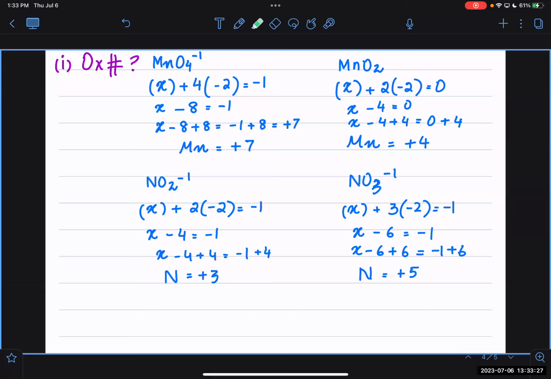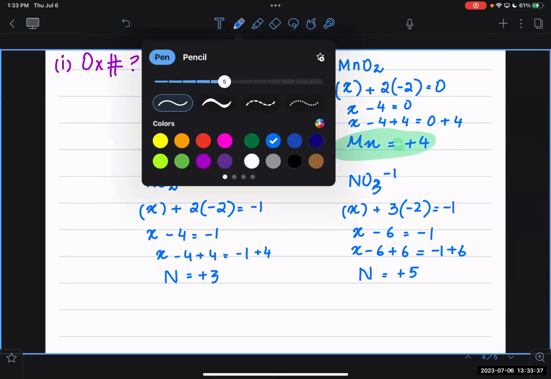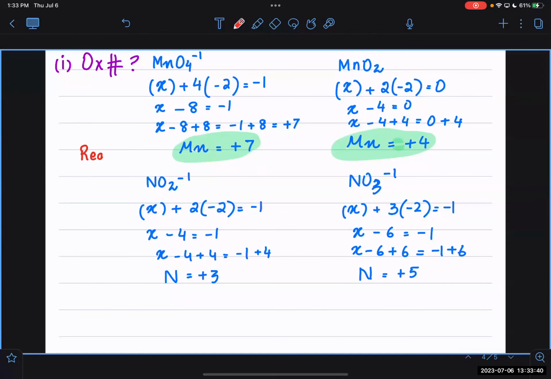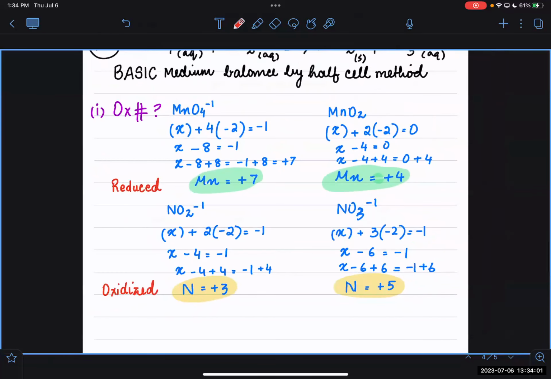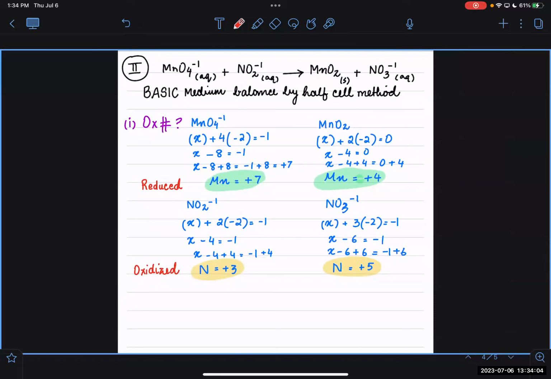So what is happening? Manganese going from +7 to +4. So what happened to manganese? Manganese got reduced, right? And what happened to nitrogen? Nitrogen went from +3 to +5. So what happened to my nitrogen? It got oxidized, right? This much is clear, everyone? Just counting the oxidation numbers. Clear, everyone?